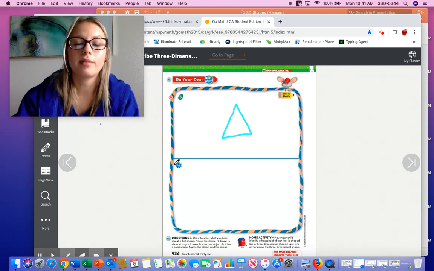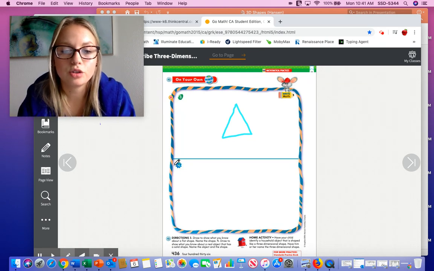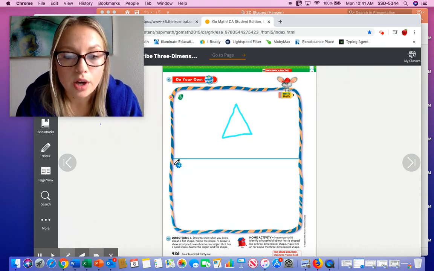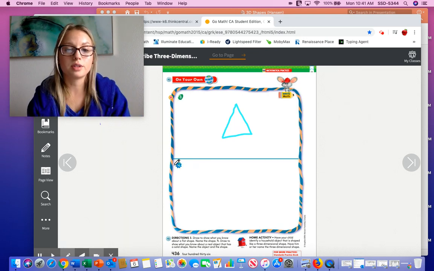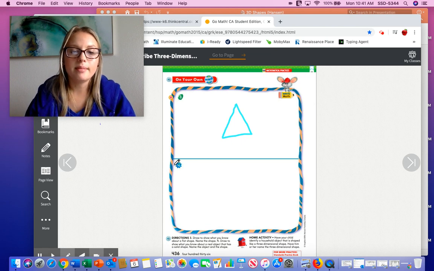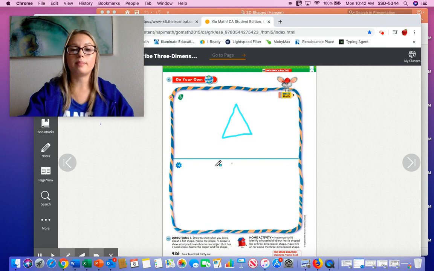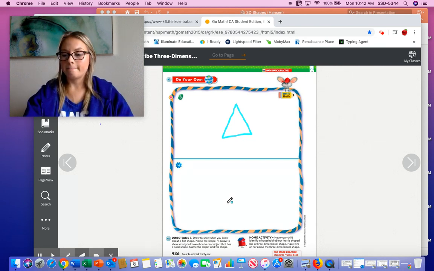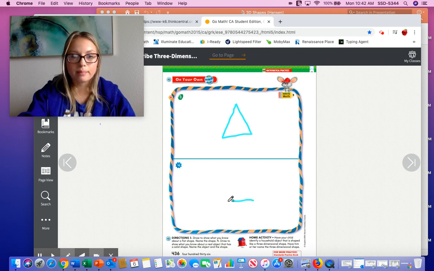Find blue flower number 4. Put your finger on it. The directions for this problem say to draw what you know about a real object that is a solid shape, so a 3D shape. Name the object and the shape. You pick a 3D shape and draw it here. I know what I'm going to draw. You can pick whatever 3D shape you want. I want to draw this shape. What is this shape?